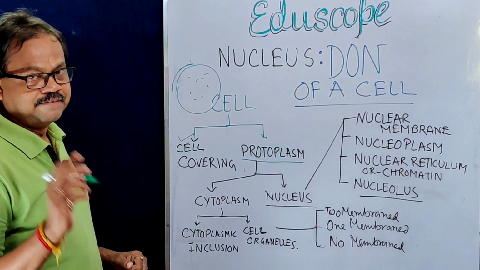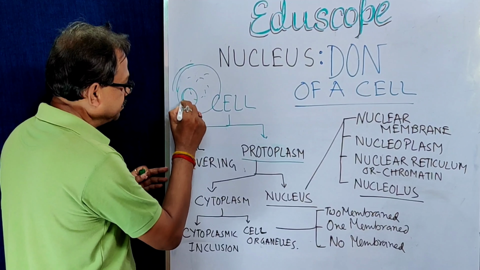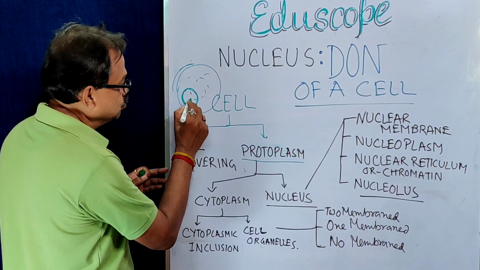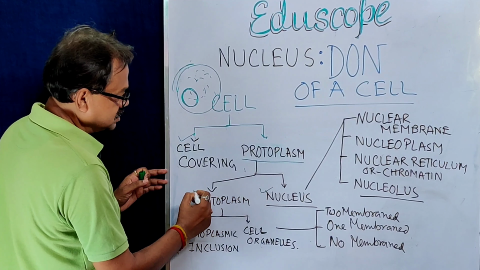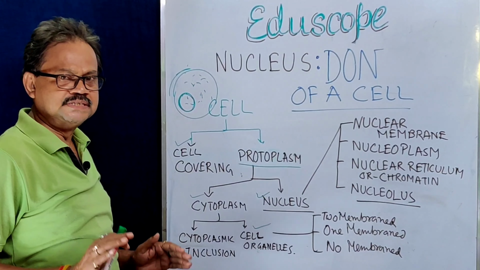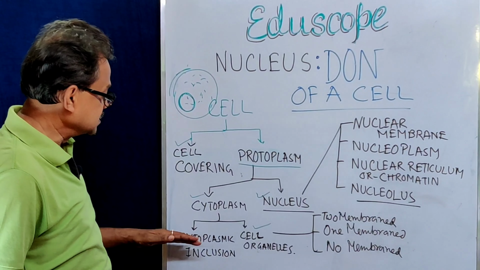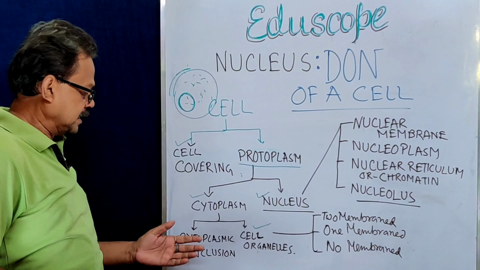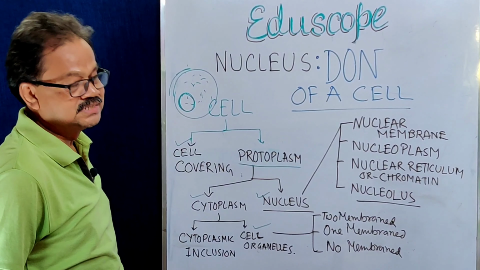This protoplasm has two parts. One is the liquid part, another is the round shaped portion. This is called the nucleus, and the rest of the protoplasm is called cytoplasm. Cytoplasm has two types of substance. One is cell organelles, another is cytoplasmic inclusion. Cytoplasmic inclusion is non-living and cell organelles are living.